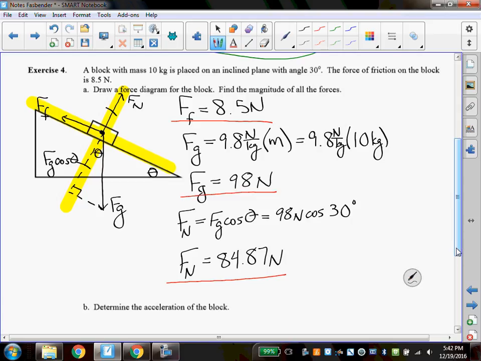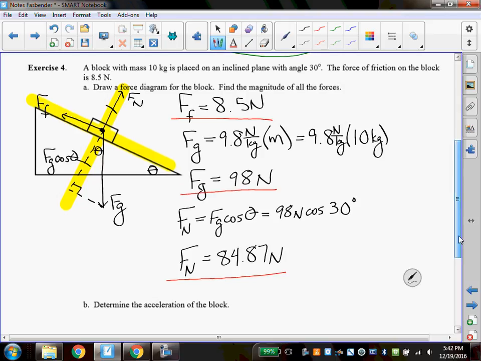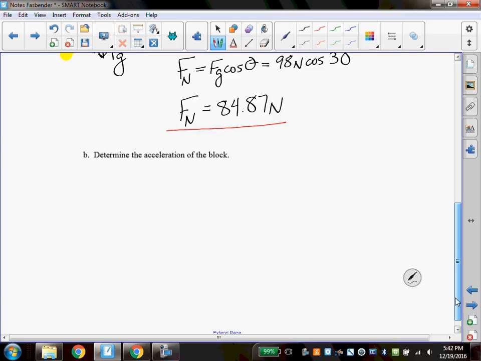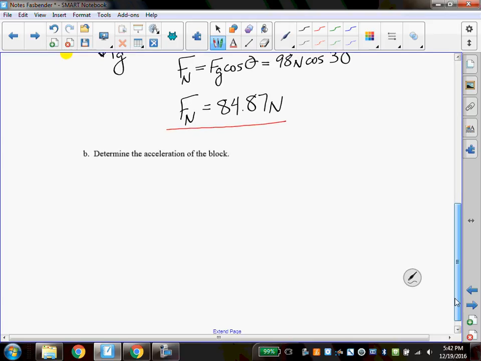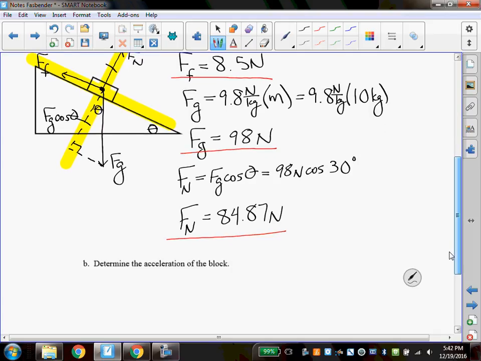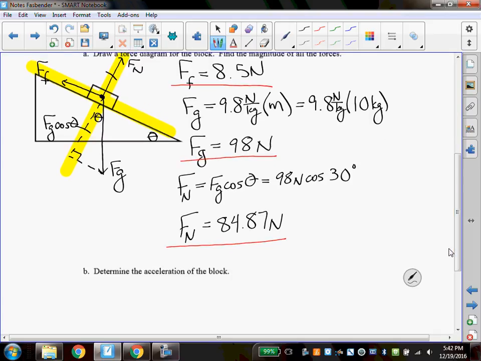This was not very exciting because we could have done this last unit. Let's do some Unit 5 stuff. Let's get some acceleration, some net force in here, and we're going to do that in Part B. Determine the acceleration of the block. Let's ask ourselves, what direction is this block going to accelerate? Well, it's probably going to accelerate down the ramp.